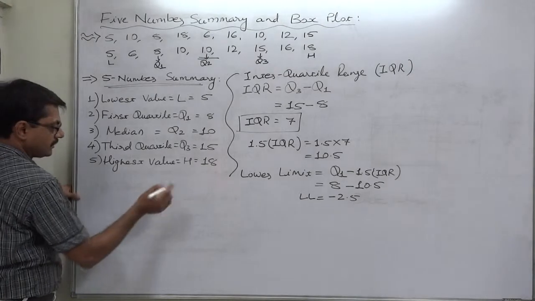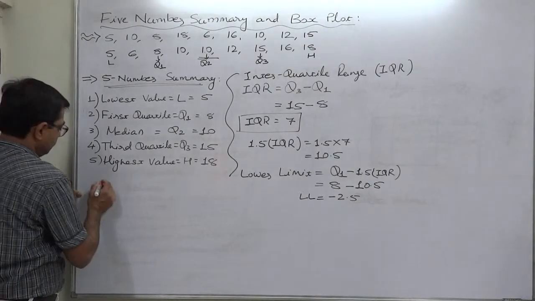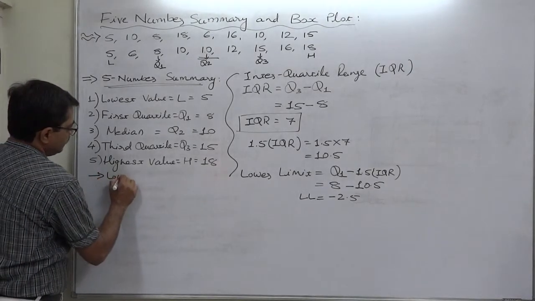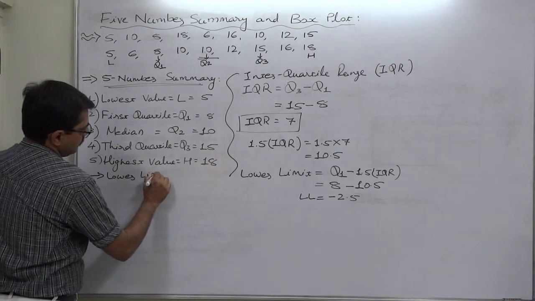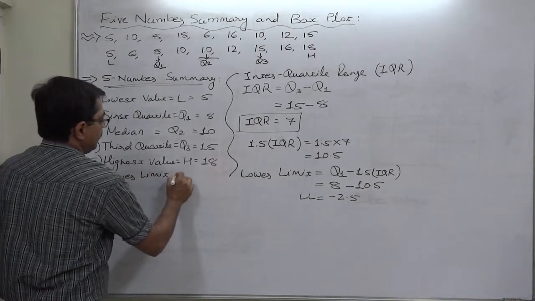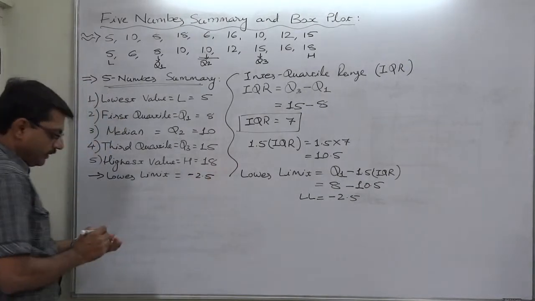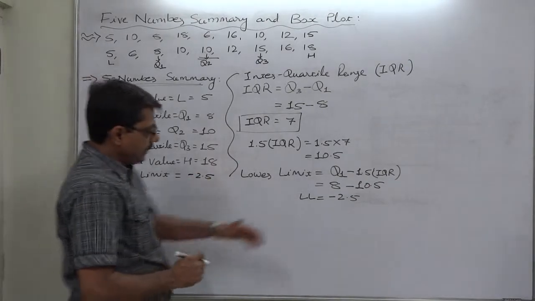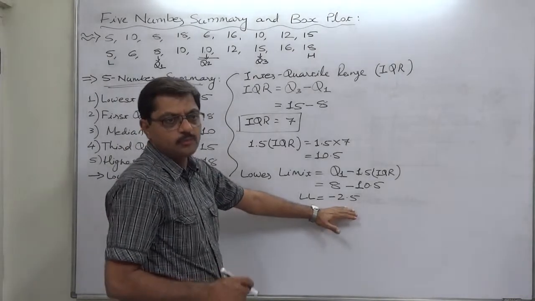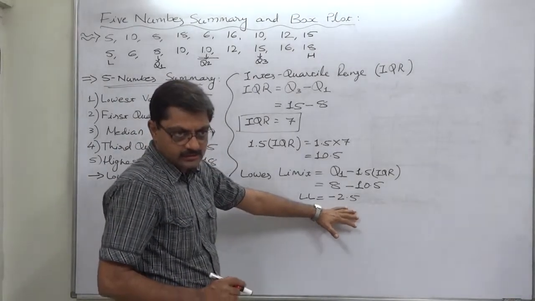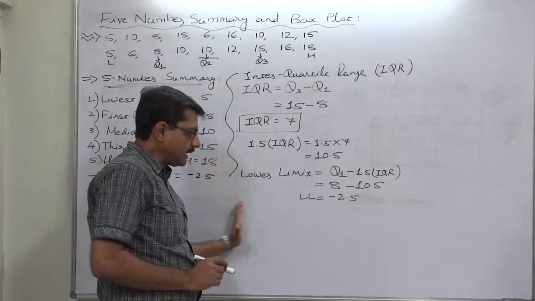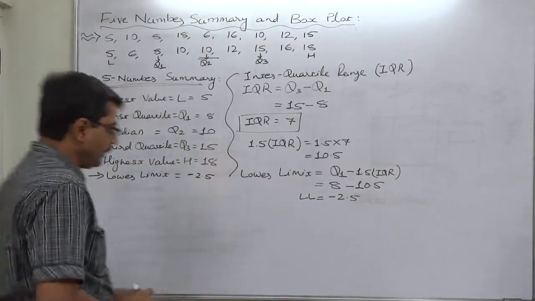Let us include it in our list. Lower limit: minus 2.5, because now we know that the range of our box plot will start from minus 2.5. On the horizontal axis, we require to start the number line from minus 2.5.